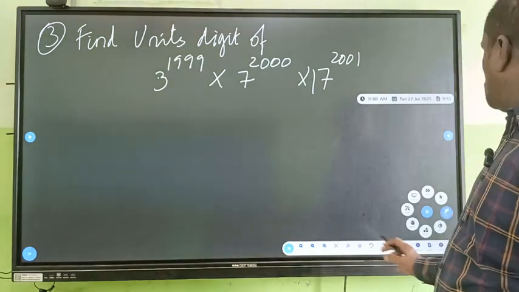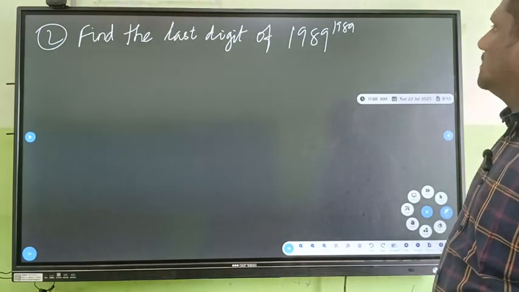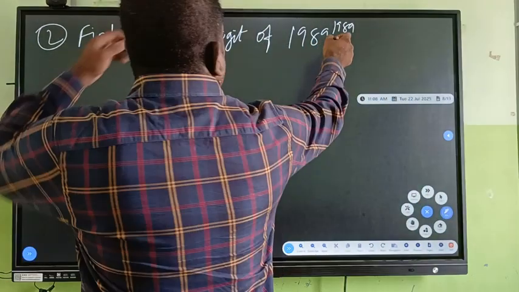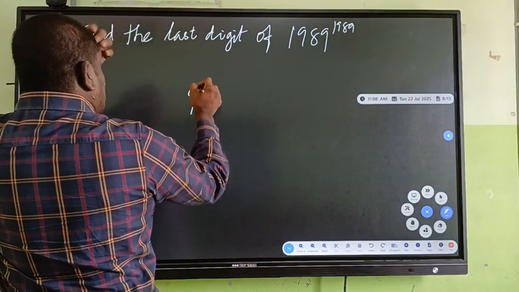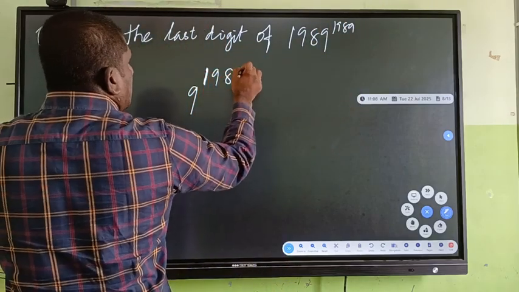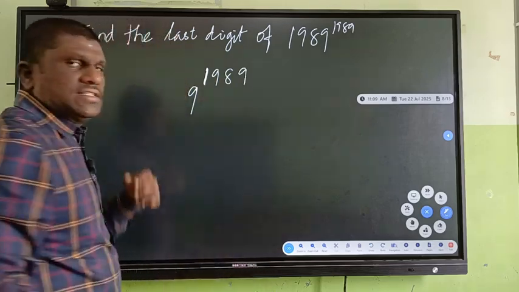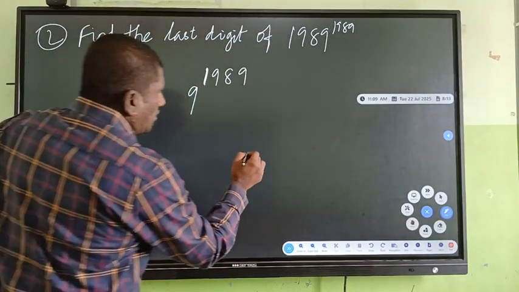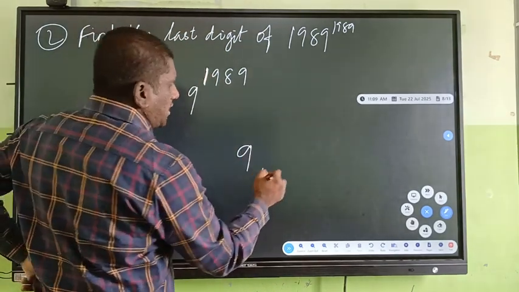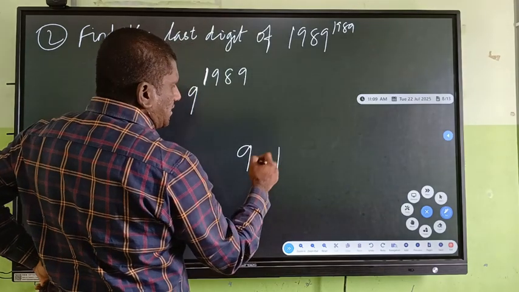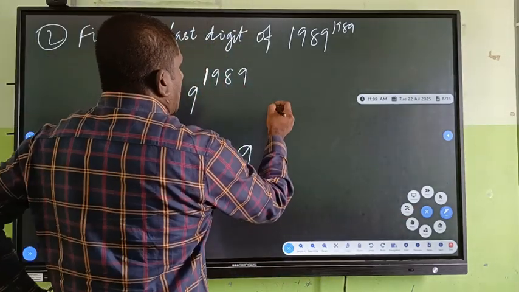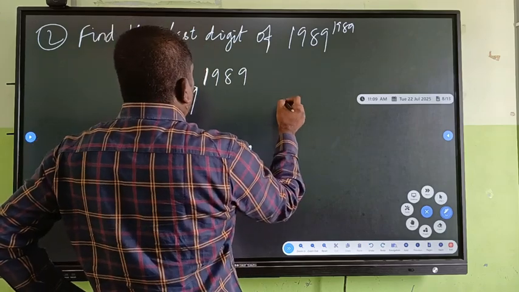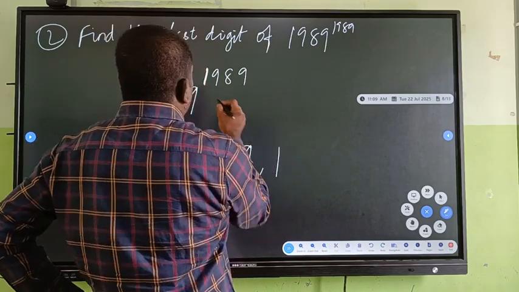Find the last digit of the number 1989 to the power 1989. So here the last digit is 9 and the power is 1989. What is the cyclicity of 9? Cyclicity of 9 is 2. 9 power 1 is 9, 9 squared is 81, then finally it becomes 9, 1, 9, 1. So you have to divide the power by 2. If I divide this by 2, what will happen?